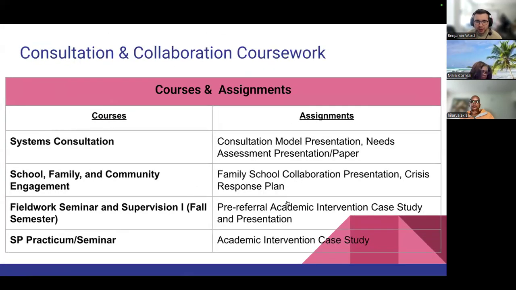So some assignments or artifacts that might be useful for our portfolio in this domain include the needs assessment paper or presentation, our crisis response plan, and our academic intervention case studies, which incorporate a lot of information that we had to gather from a wide variety of sources to best capture and meet the needs of a specific student that we chose and worked with. And if we just want to brush up on our learnings or our knowledge in this area, we can refer to our peers' consultation model presentations to really look through the different approaches we can take to that skill.